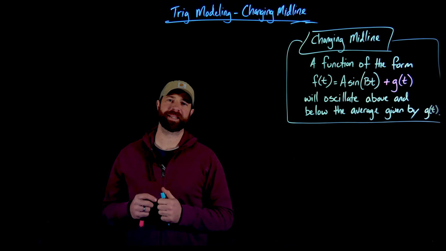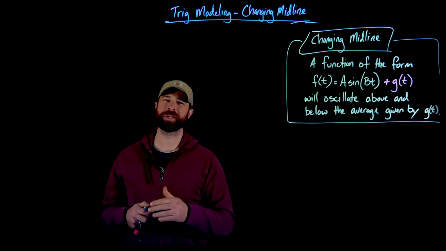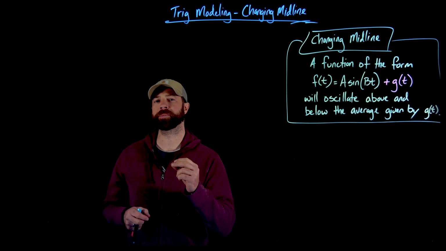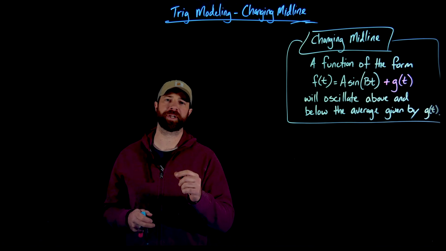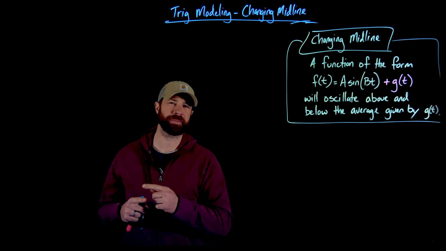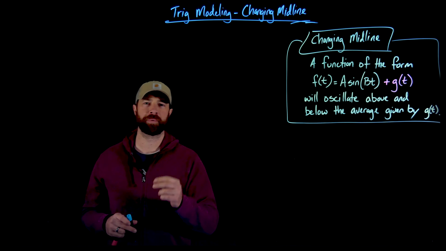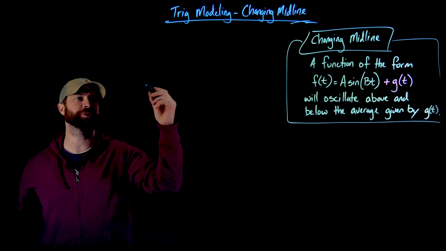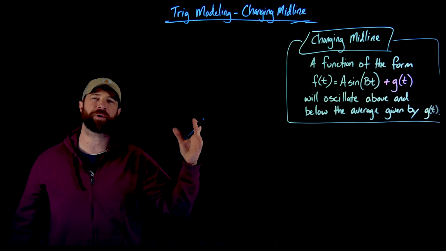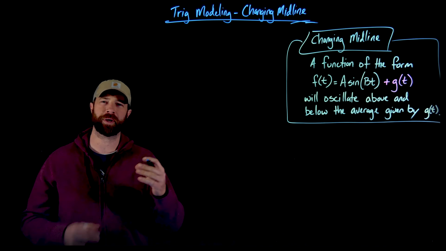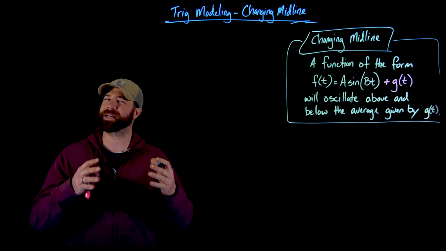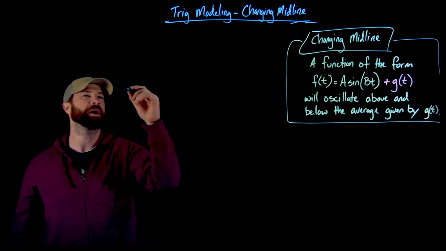Hey, welcome back. In this video, we're going to talk about modeling with sine and cosine, but in a little bit different way. Importantly, we're going to talk about if we have a changing midline or equilibrium. Previously, when we talked about the models using sine or cosine, in this video, we're going to focus on sine. Just know at any point, you can replace that with cosine because they're interchangeable. They're just shifts of one another.